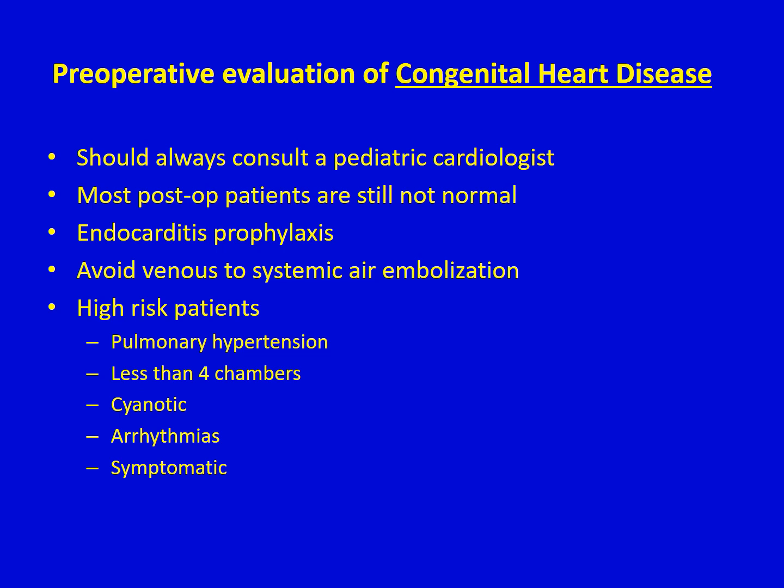You need to be assiduous in avoiding venous to systemic air embolism. And certain of these patients are particularly high risk. Those with pulmonary hypertension, those who have less than 4 chambers in their heart, those who have cyanosis, those who have arrhythmias, and those who are symptomatic. These patients need to be deferred to a specialty hospital or need consultation from specialists in cardiology and pediatric anesthesiology.